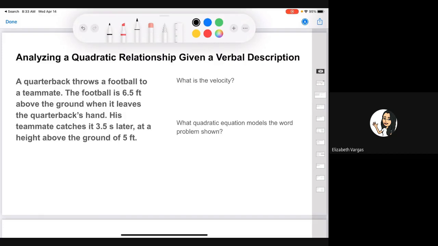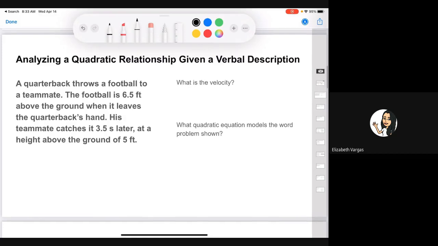Oh, and then this is what we looked for. We looked for that velocity, which was equal to 56. And then what was our quadratic equation that modeled this situation? Again, I'll show it so you can see it clearly. So we identified our velocity, our constant, and then plugged that back into the quadratic equation.